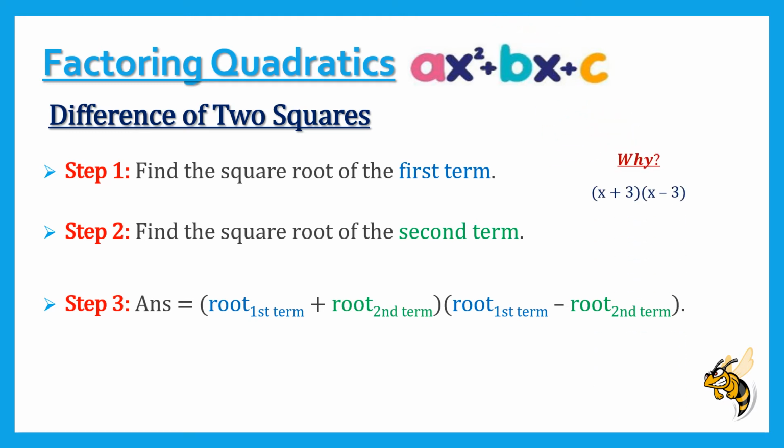Why? If we have x plus 3 times x minus 3 and you FOIL it, you end up with x squared minus 3x plus 3x minus 9. If you combine like terms, the middle terms cancel each other out, leaving x squared minus 9. So that's why it's so important that the signs are different. One has to be positive, one has to be negative for the middle terms to be additive inverses, and they cancel each other out.